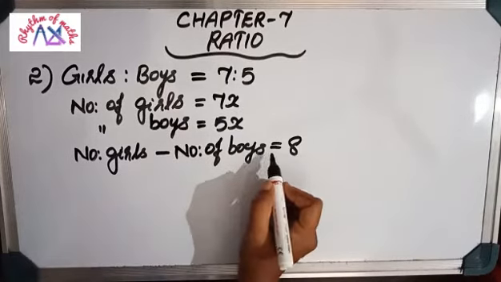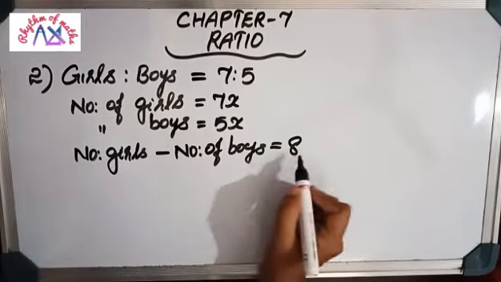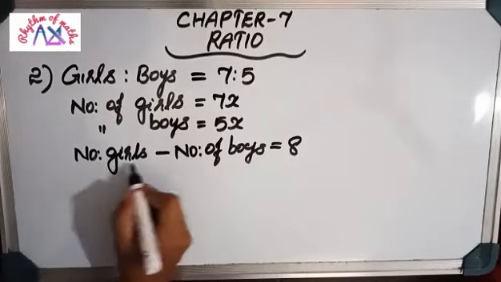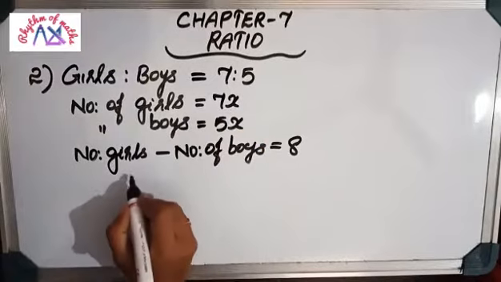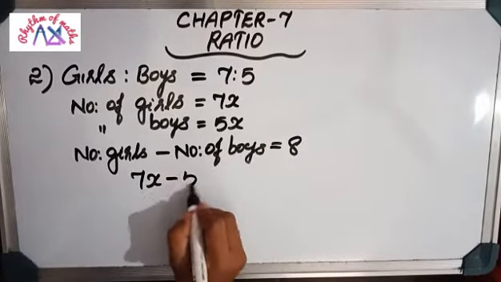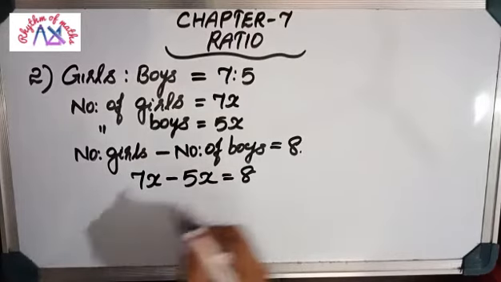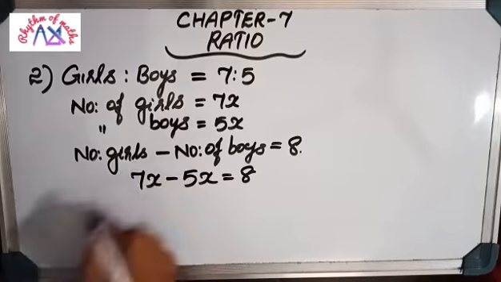Number of boys equal to number of girls plus 8. So number of girls minus number of boys is 8. Now let's write number of girls: it is 7x. So 7x minus number of boys, 5x. The answer is 8. The difference will be 8, because there are 8 more girls here.